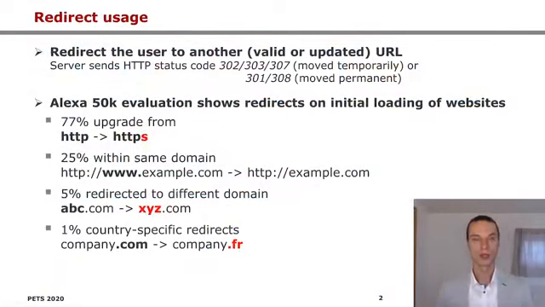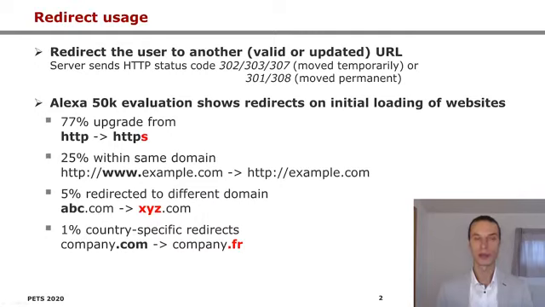The intended usage is to redirect the user to another valid or updated URL. Here, the server usually sends an HTTP status code for a temporary or permanently moved URL. In our evaluation of the Alexa 50K, we saw, for example, different behavior on the initial loading of websites. Here, 77% upgraded from an HTTP to a secured connection.